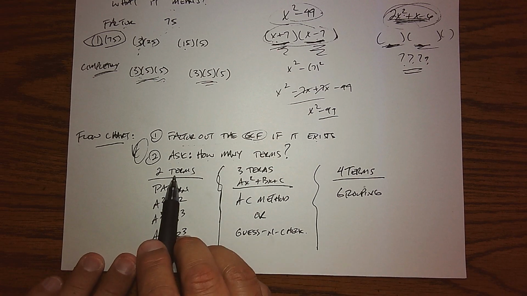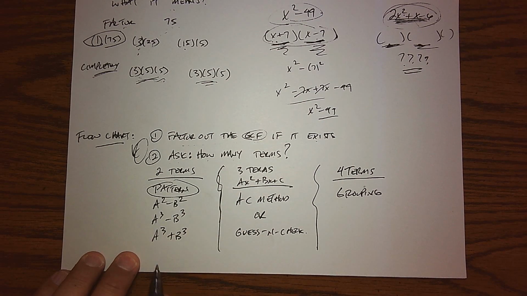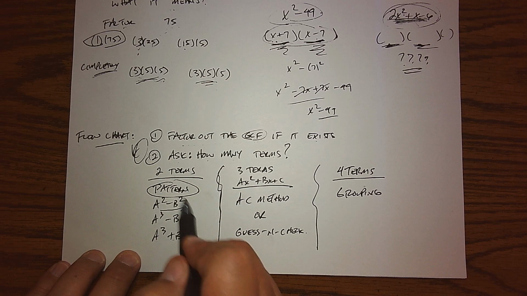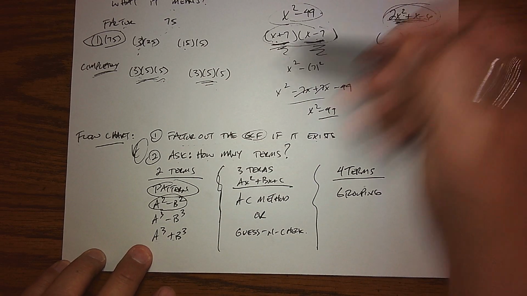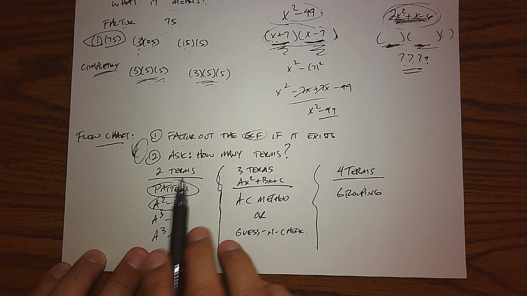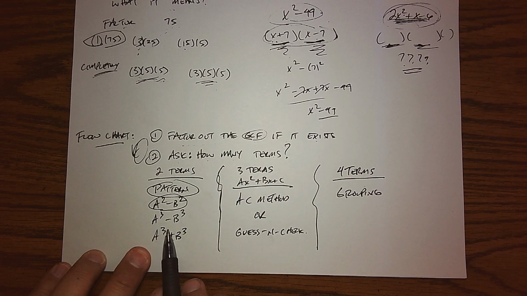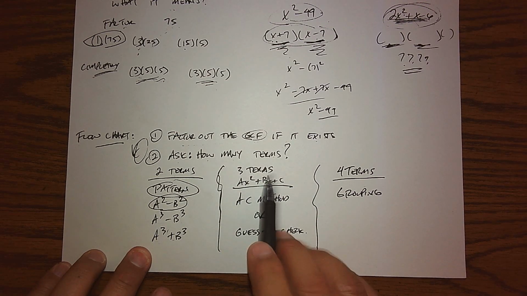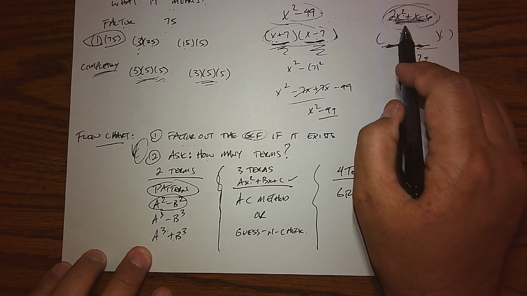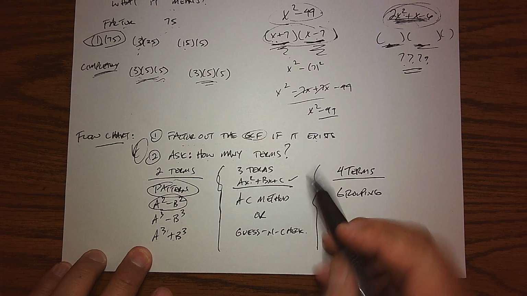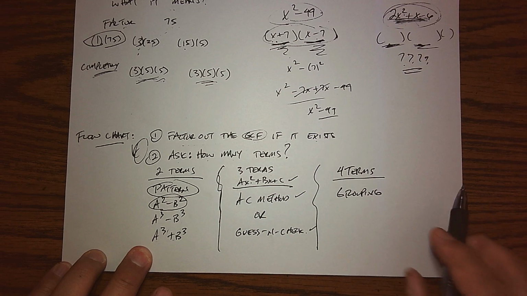So if we're dealing with two terms, we're actually going to use a pattern: a difference of squares pattern, a difference of cubes pattern, and a sum of cubes pattern. Of course, we've seen the difference of squares pattern. I just used it up here, right? But these two are new to us. But if I have a two-termer, then we're looking for a pattern to use. If I have three terms, it will typically be a degree 2 trinomial like this guy here. The two techniques we'll use are the AC method or guess and check.